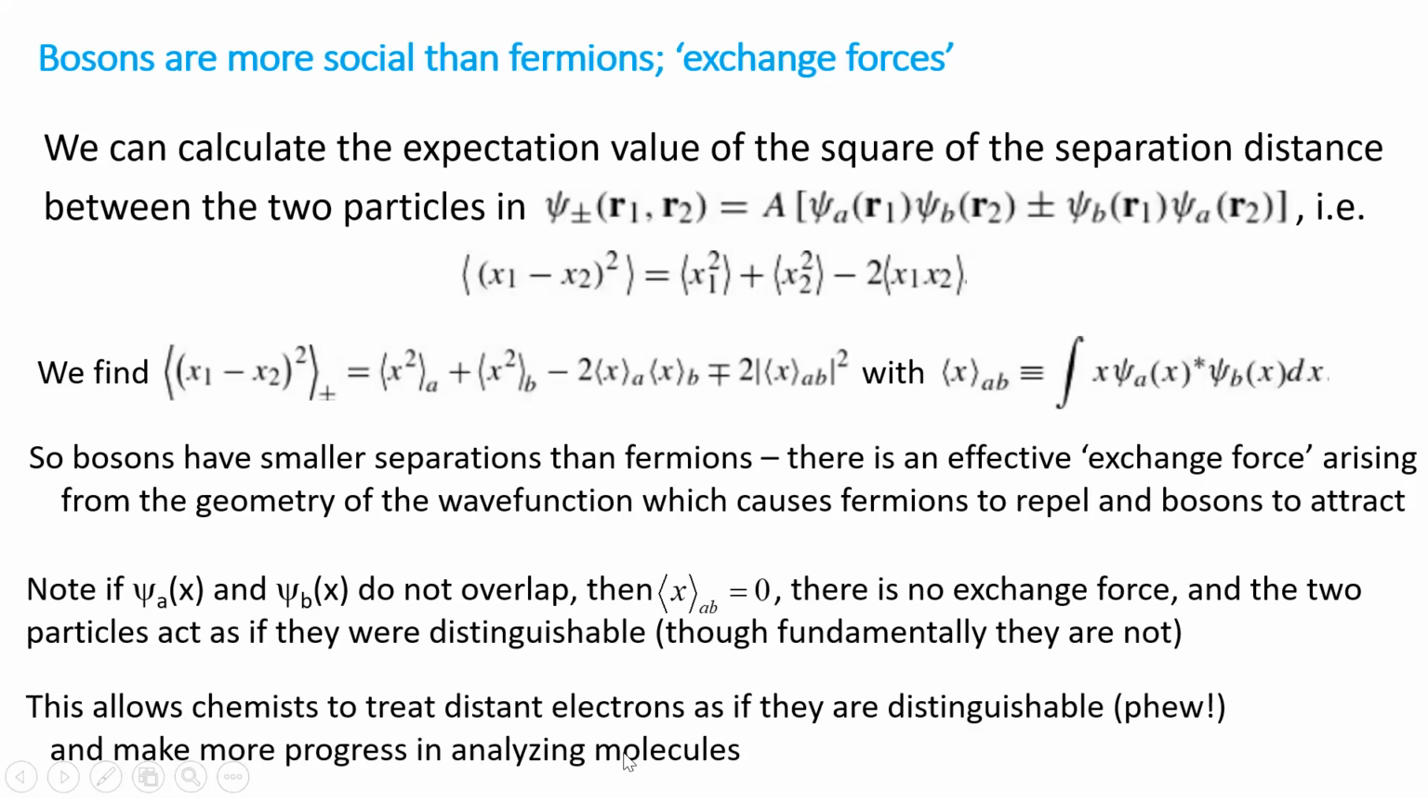Molecules have lots of electrons, which in theory all have to have a collective anti-symmetric wave function. But if they're distant, we can treat them as if they're distinguishable and divide up the molecule into different parts and treat the different parts separately. So that's a good thing. It makes chemists able to make more analytical progress.